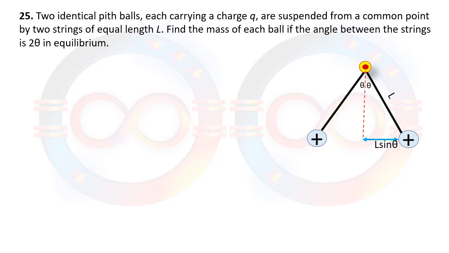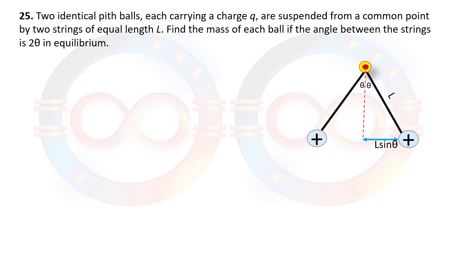If we want to calculate this distance, it is nothing but one of the rectangular components of L. So along the vertical direction, L would have L cos theta, horizontal direction L sin theta. So L sin theta is helping us to find the total distance between the charges. That will be 2L sin theta.